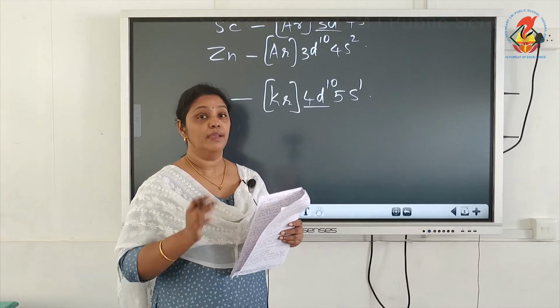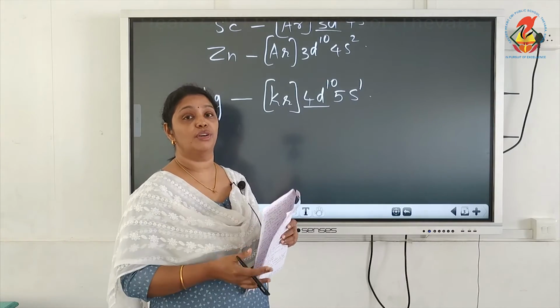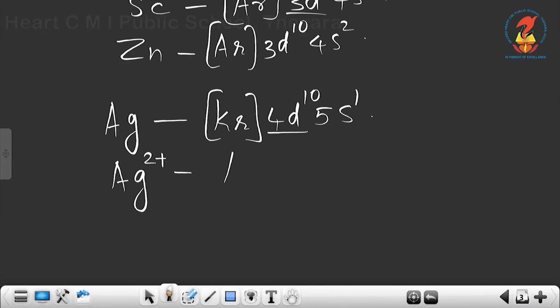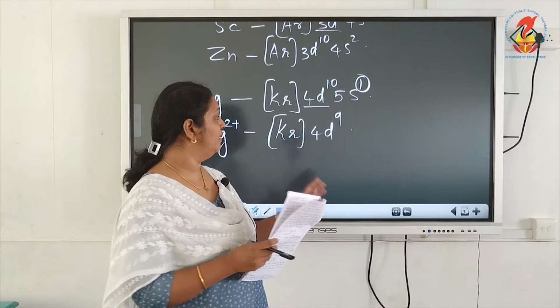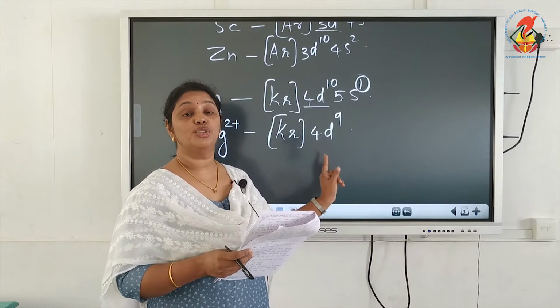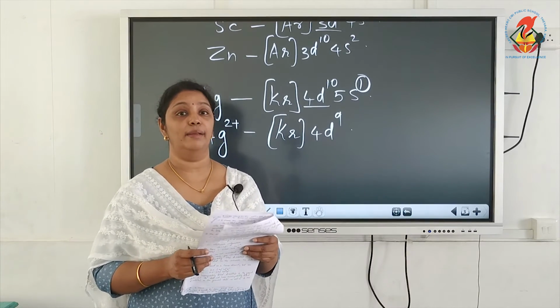What is the answer? Because in the common oxidation state, which is +2, what will be the electronic configuration of silver? If you remove 2 electrons, Ag2+ means the configuration will be krypton. First the electron will be removed from the s orbital, the second electron will be removed from the 4d orbital, so the configuration will be 4d9. So you can see that silver has an incompletely filled d orbital in its +2 oxidation state. So we can call silver a transition element.